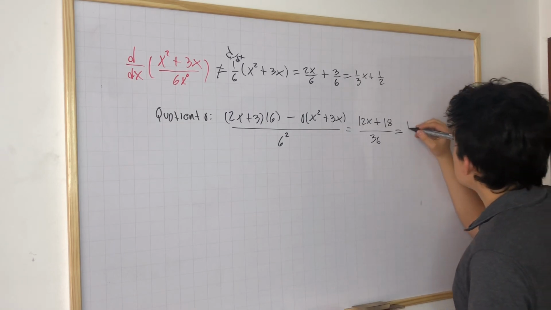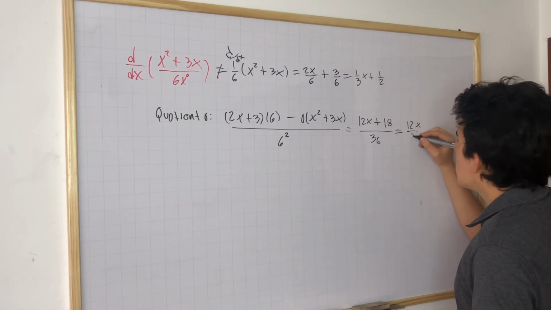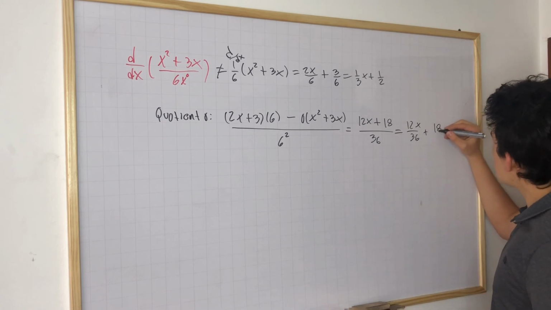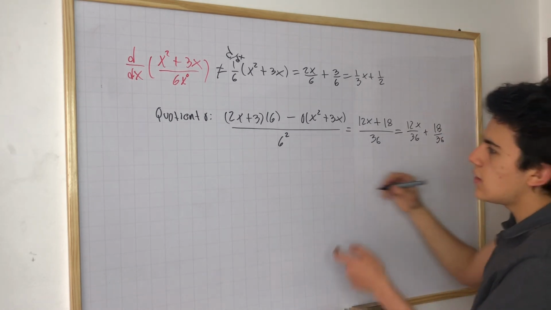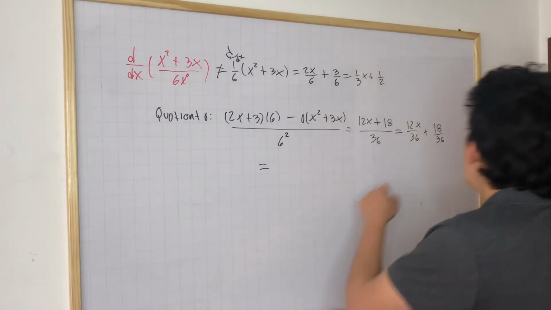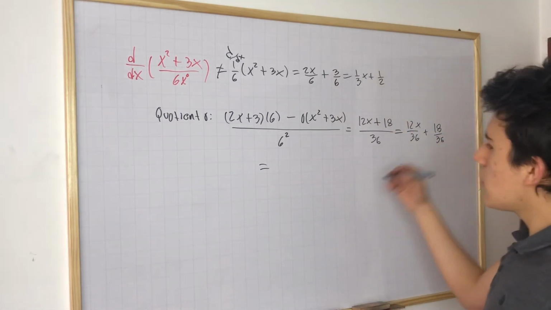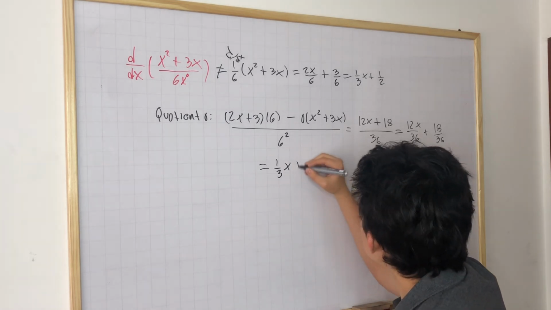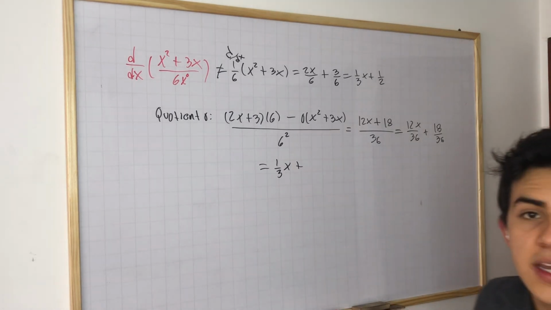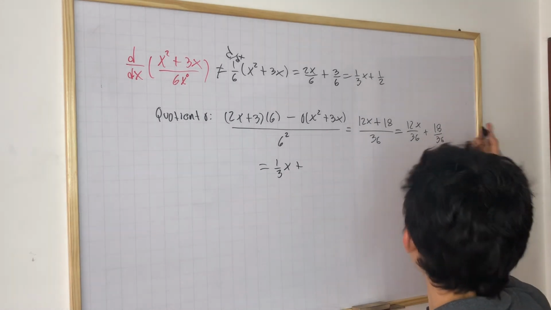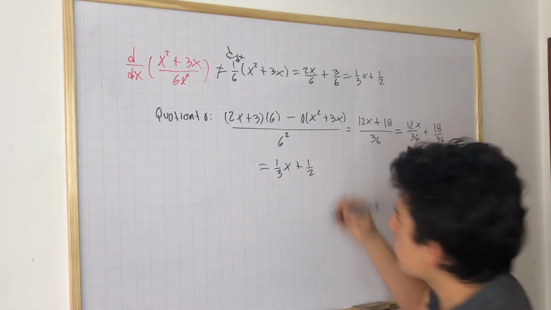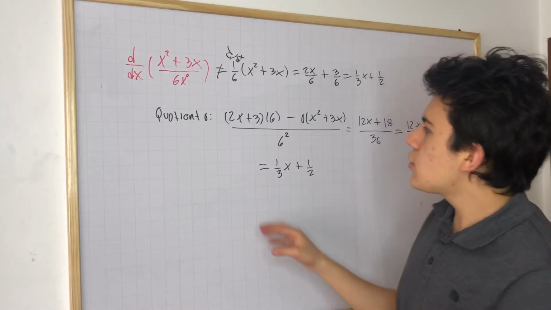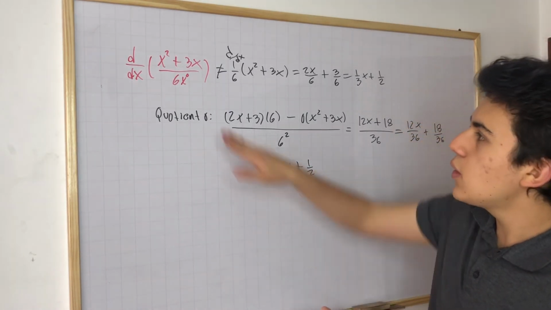Now let's see how much this is. This is going to be 12x over 36 plus 18 over 36, and now you can see it. This is the exact form that we have. 12 is the third part of 36, which means that this is 1/3 of x plus, and now 18 is well, half of 36, which is just 1/2, which is exactly what we got up here, okay?